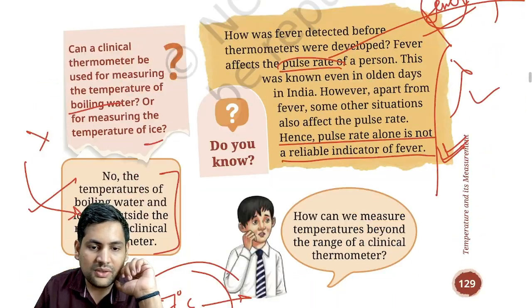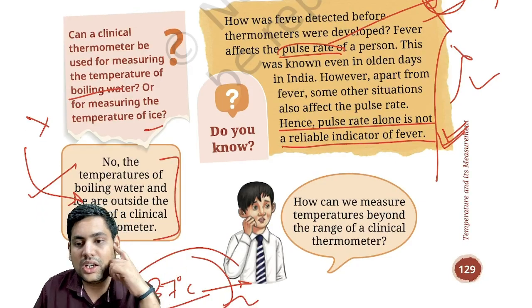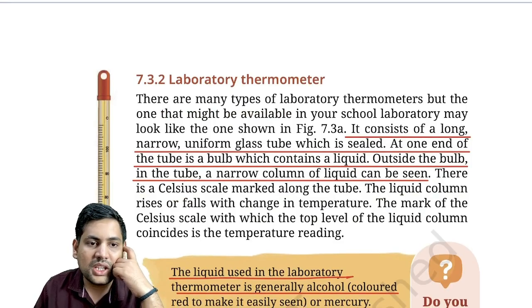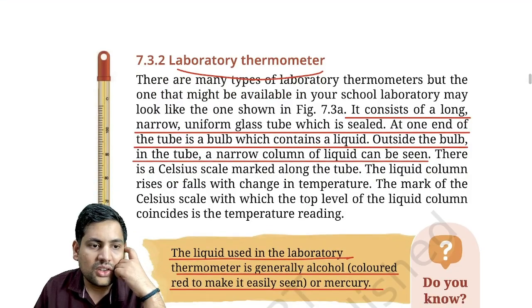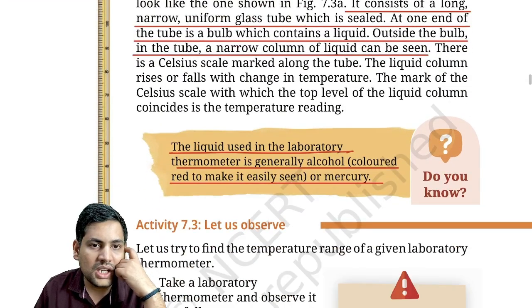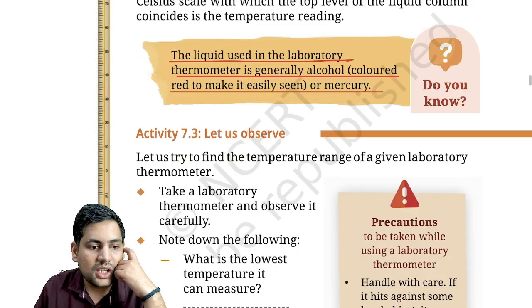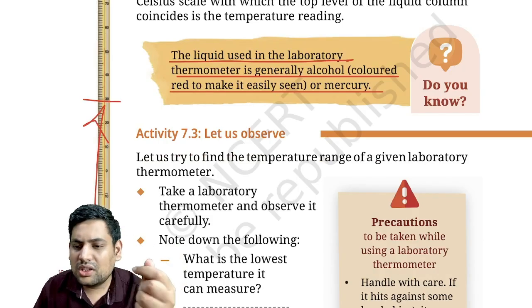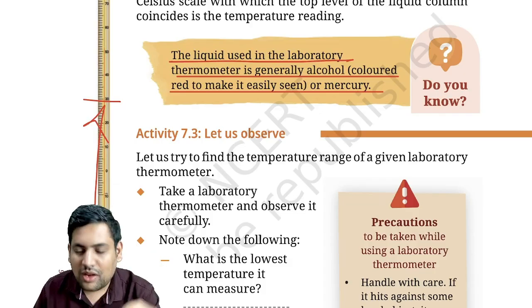Then it is asking, how can we measure the range beyond clinical thermometers? So how will we measure? Using something known as laboratory thermometers. Okay, so what does it have? It is a long, narrow, uniform glass tube which is sealed at one end, and the tube has a bulb which contains a liquid. According to the temperature, what will happen? That much the liquid will rise.